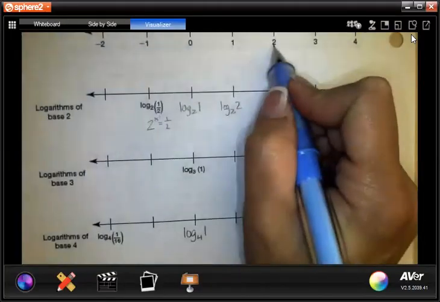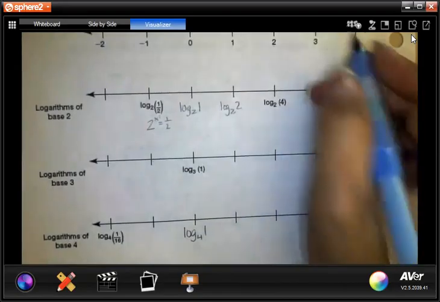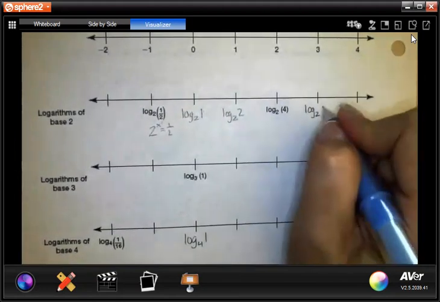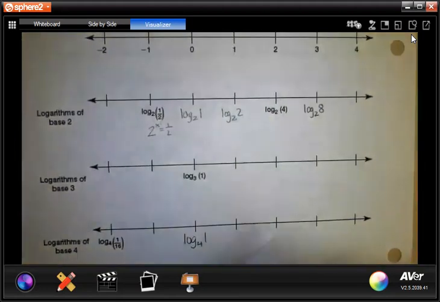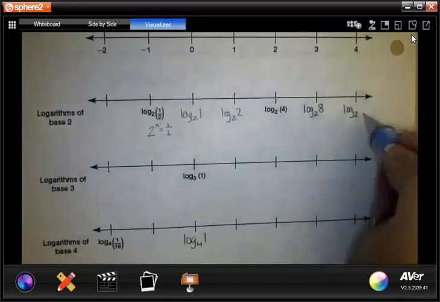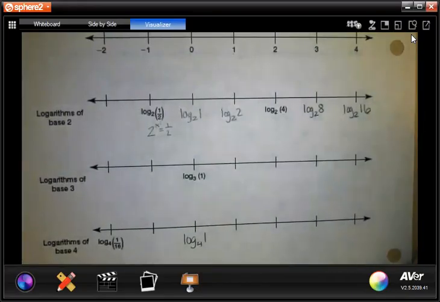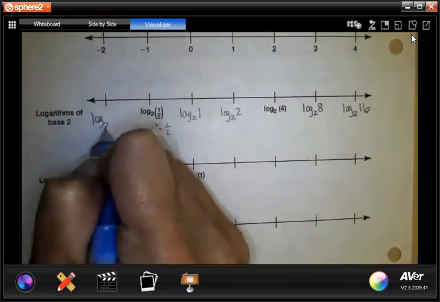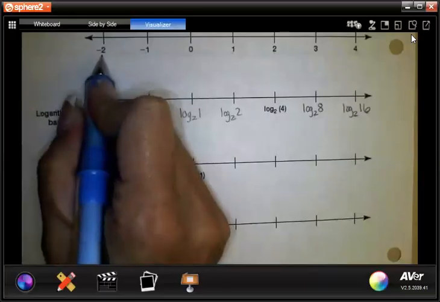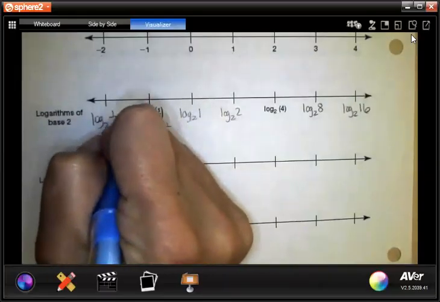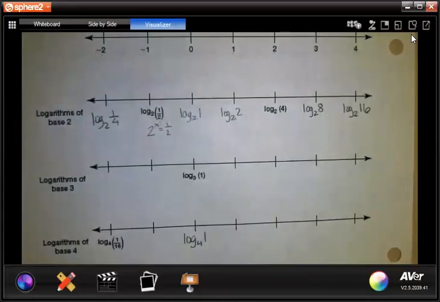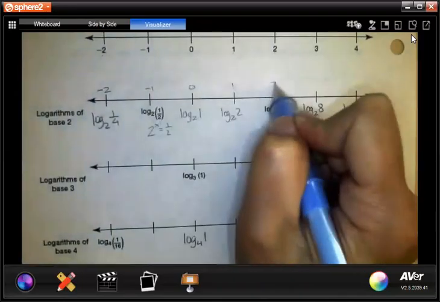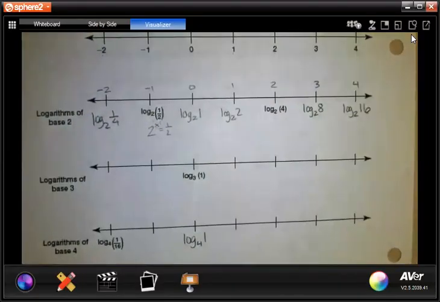2 to the second power would be 4. 2 to the third power would be 8. 2 to the fourth power would be 16. And then if we go back here, log base 2, 2 to the -2 power would be 1/4. So we filled out the number line. So this right here is -2. This is -1, 0, 1, 2, 3, and 4.